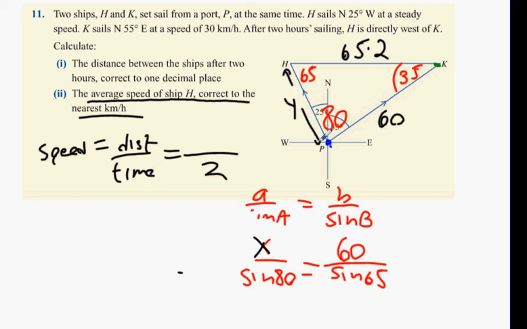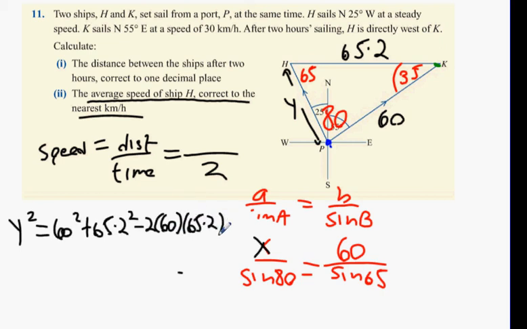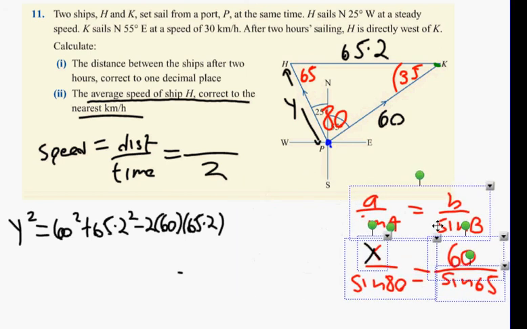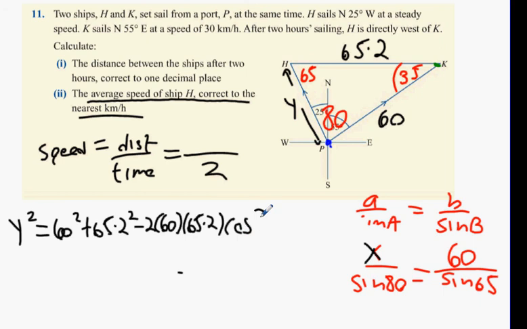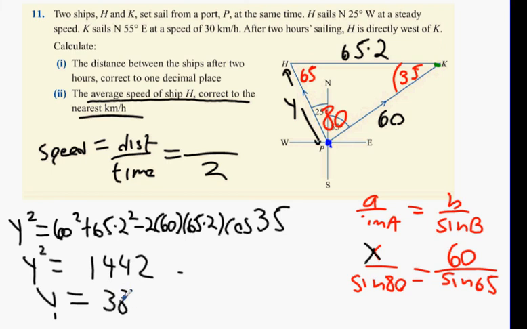So how do we do this? You going for the cosine rule? Okay, Jack's going straight for the cosine rule. We'll work with him, alright? So it's y for me. y squared equals 60 squared plus 65.2 squared, minus 2 by 60 by 65.2 cos 35. Put it all into the calculator and you get y squared, and then square root that answer. y equals 38. That's 38 kilometers covered in 2 hours.